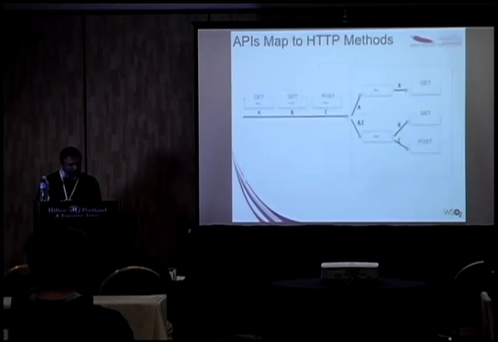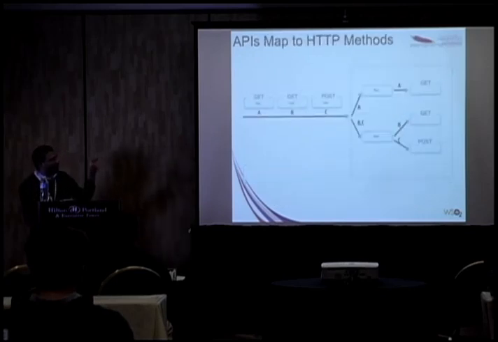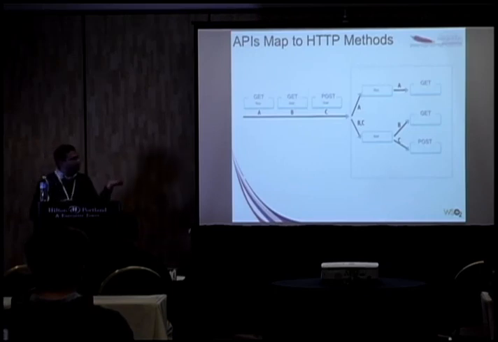And this is how it maps different types of HTTP methods. Based on the header, we identify what the HTTP method is and then dispatch it to the relevant backend service. So that's how the dispatching works.